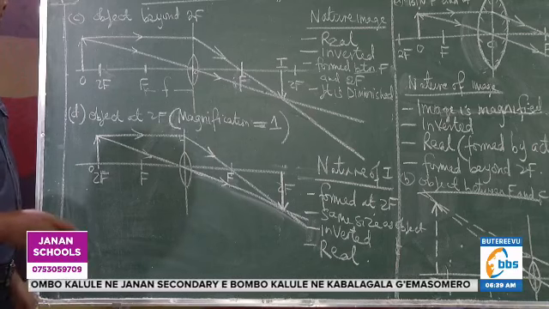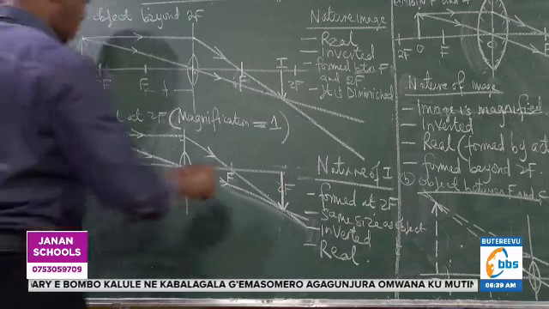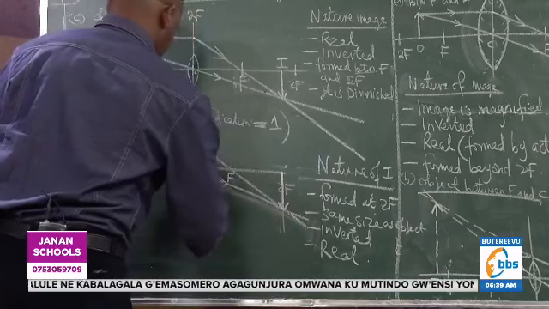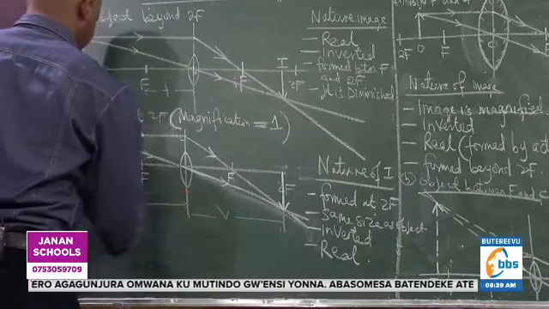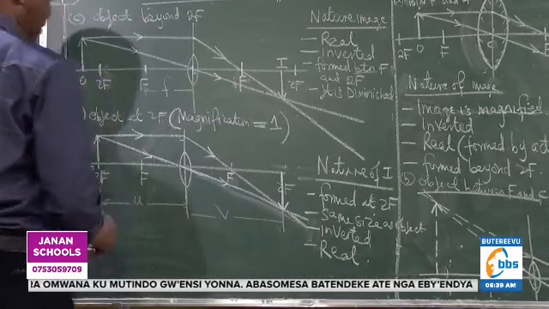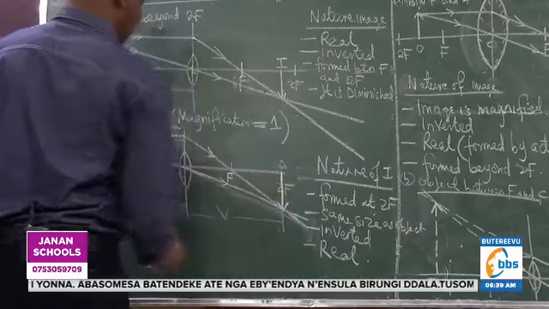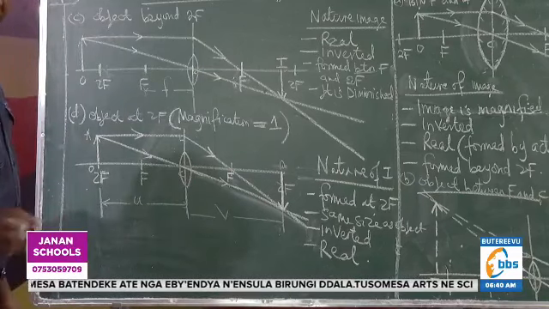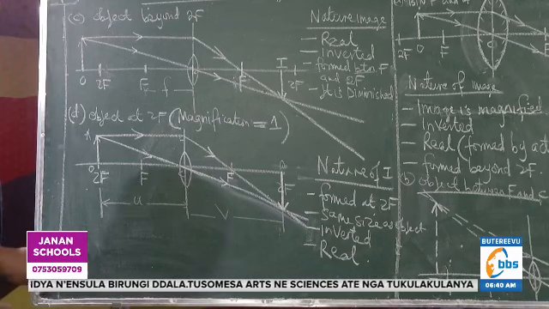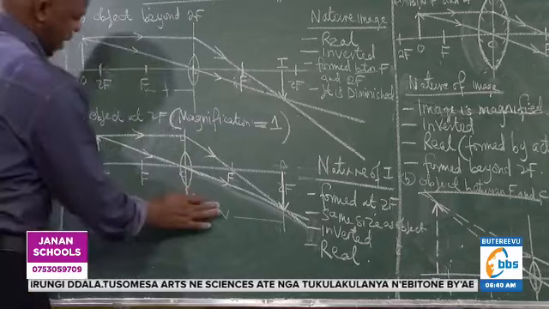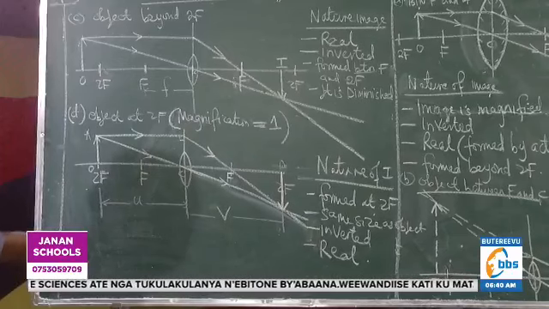We can use corresponding triangles to be able to show that, because this is now the image distance. This is now V, and this is U for that purpose. And then the triangles could be labeled A, C, D, and we can use different analogies to refer to these triangles and be able to prove actually that magnification is 1. But we are yet to define magnification, and candidates should be able to actually prove that.